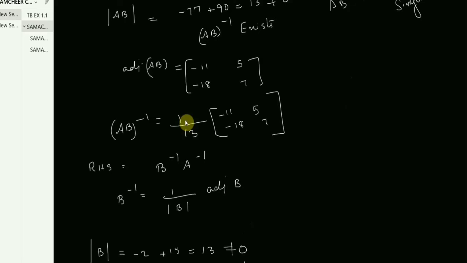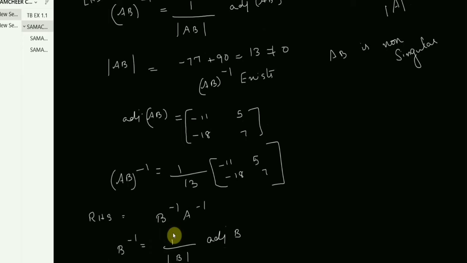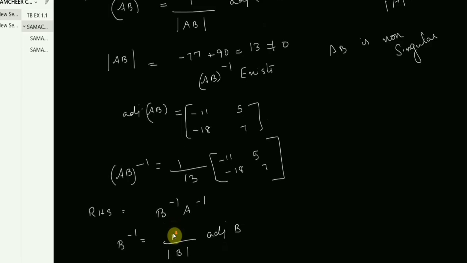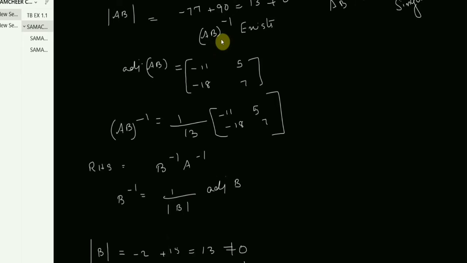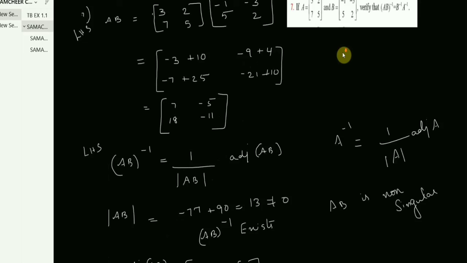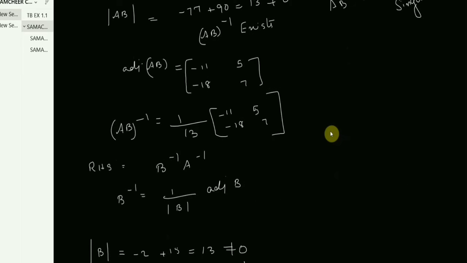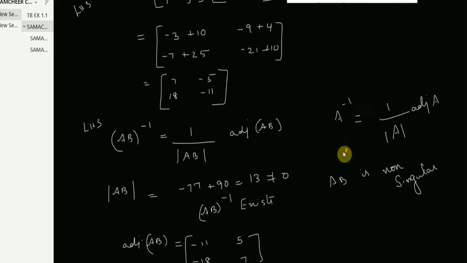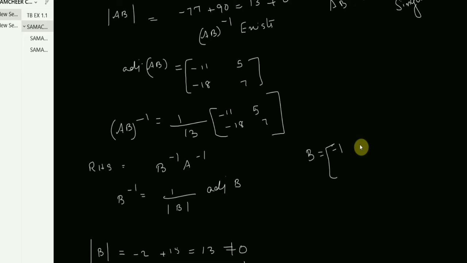Now what is the RHS? B inverse, A inverse. Okay, RHS is B inverse, A inverse. So we have to first find B inverse. So B inverse is 1 by determinant of B into adjoint of B. Okay, 1 by determinant of B into adjoint of B. So what is the matrix B? Matrix B is minus 1, minus 3, and second row is 5 and 2.